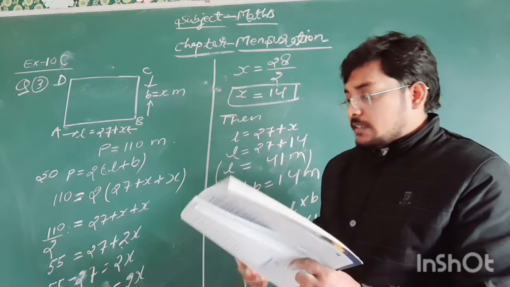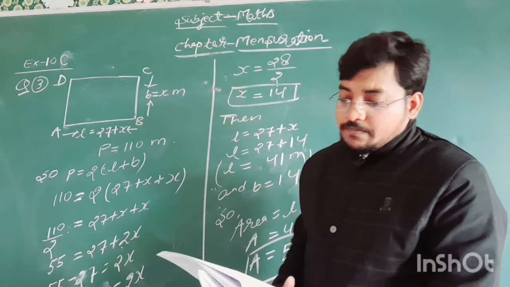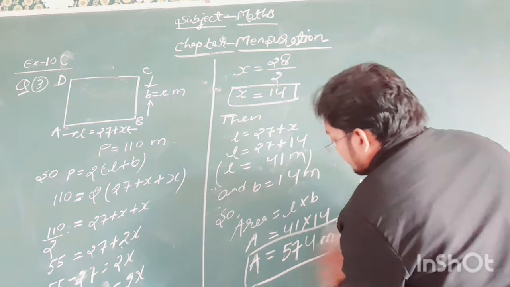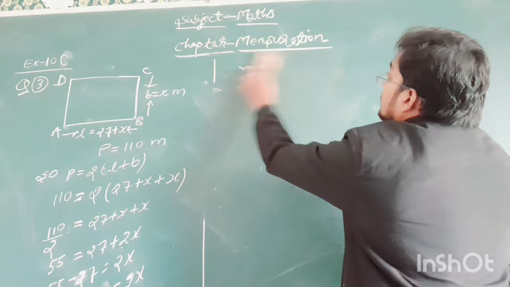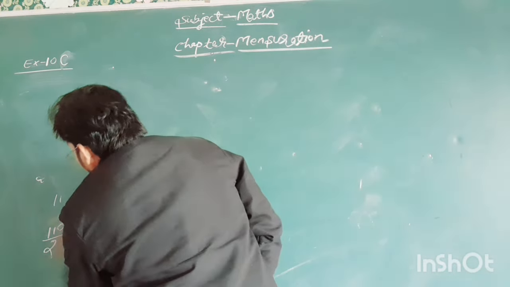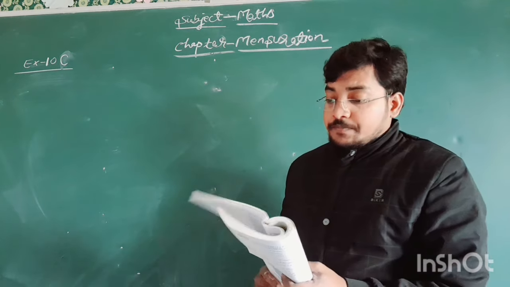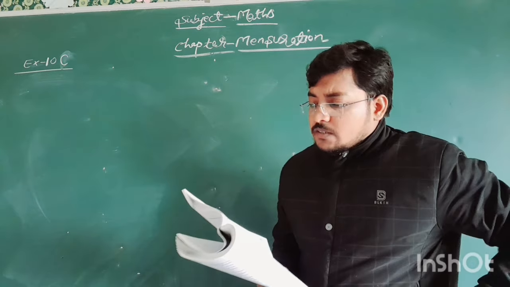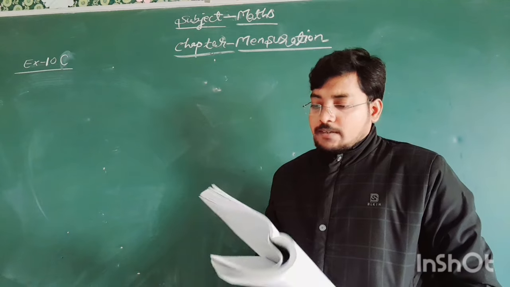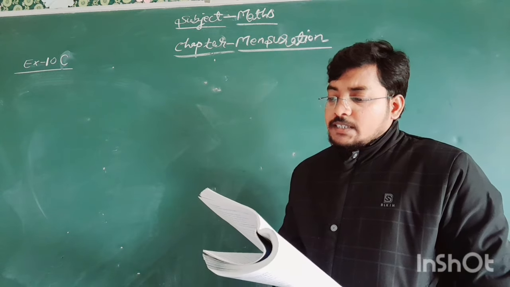Now we have another problem, which is question number 4, in which the question is saying that the measure of two adjacent sides of a rectangle are in the ratio of 11:10. If the perimeter of the rectangle is 84 centimeter, find its area.